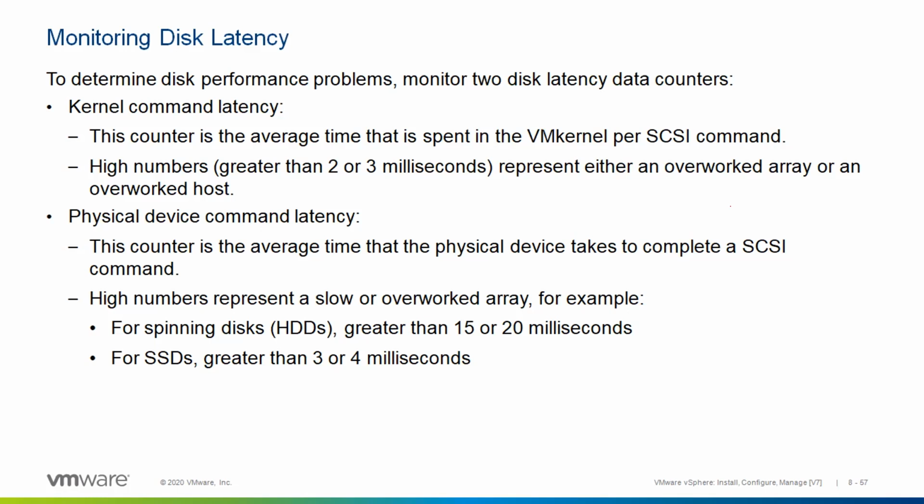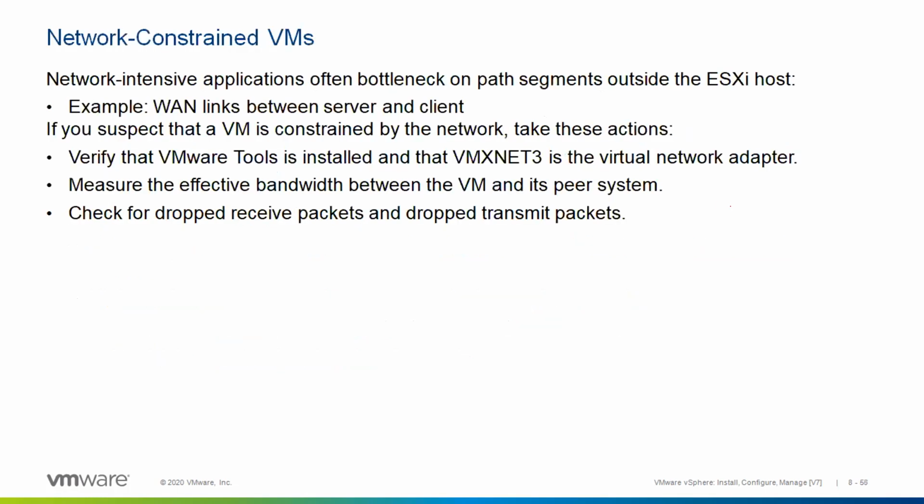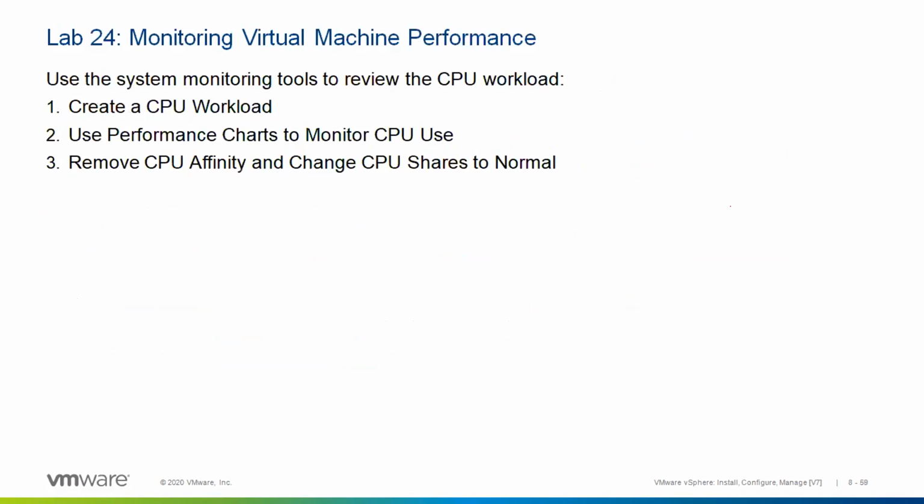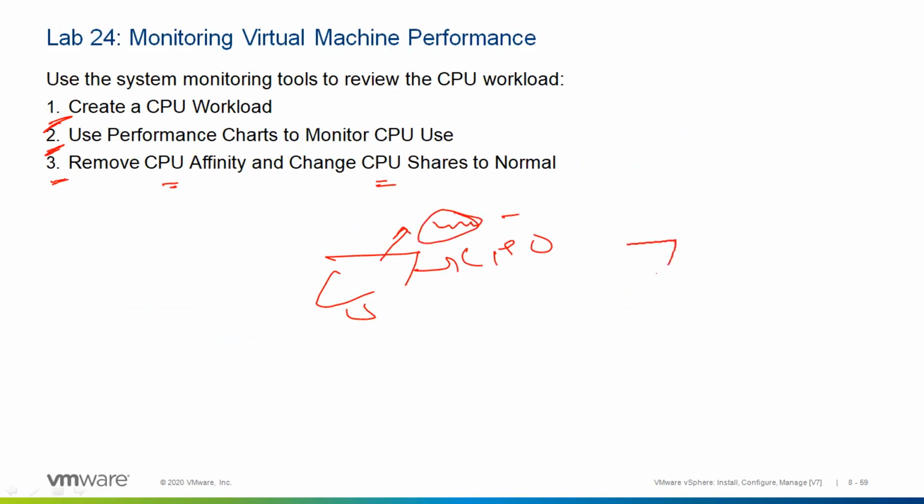So use the real-time graphs as a one-time activity, and you can go ahead and check that. In the same way for disk, you can do disk latency, network constrained VM. So these are all the parameters that we can define. So in some lab, create a CPU workload, check the performance chart, remove CPU affinity. So what we can do, we can increase the CPU cycles for any of the VMs, and under my monitoring, I can check that. And later on, I can increase the CPU value and again check at that time.